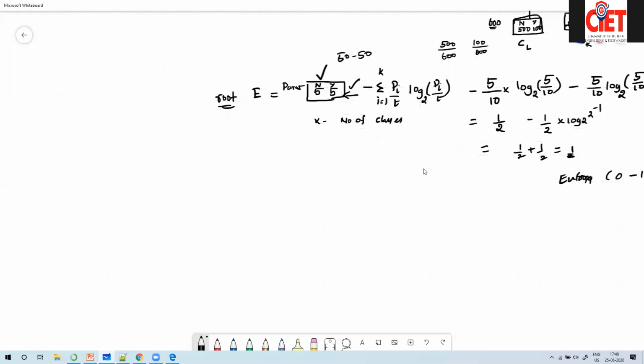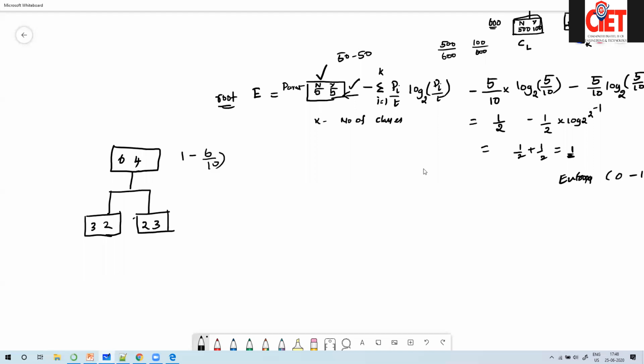Now you know what entropy and Gini is. Now let us answer this question. Now you have, let's say, 6 and 4 here. We want to separate this into 2 nodes. And we got 3, 2 here, and we got 2, 3 here. What is the Gini at the root node? Let's say the Gini at the root node is 1 minus 6 by 10 whole square minus 4 by 10 whole square. It's almost close to 0.5.